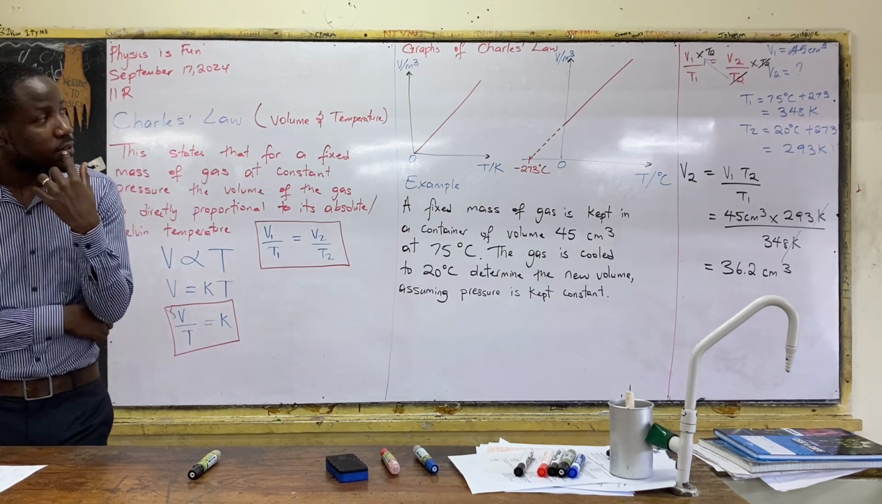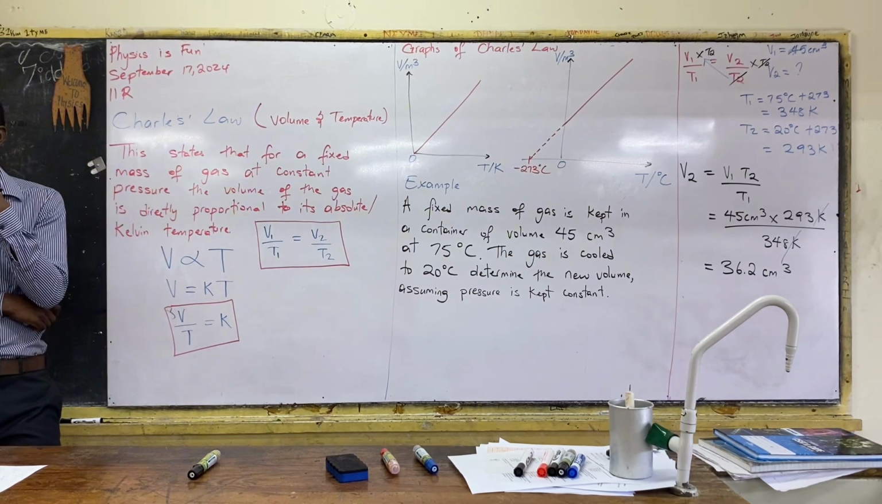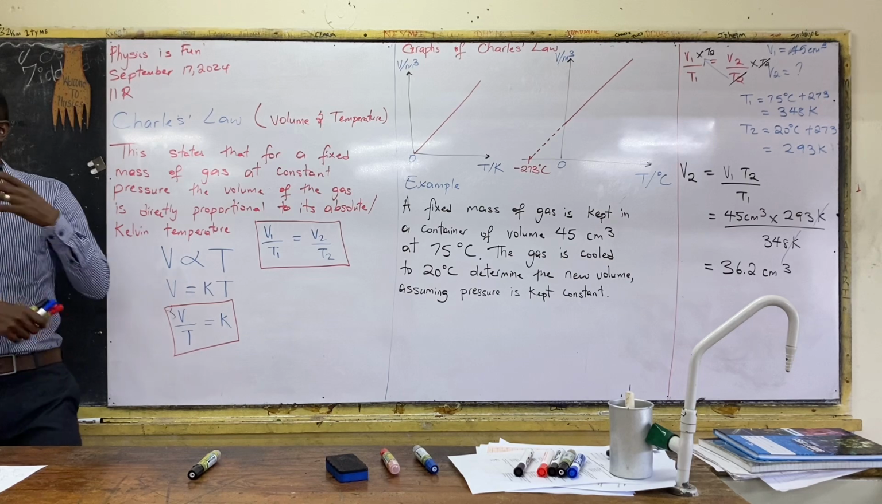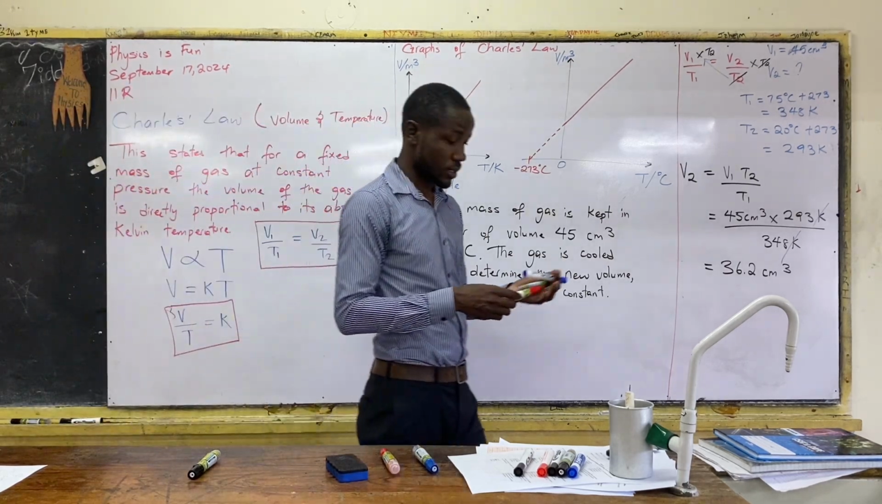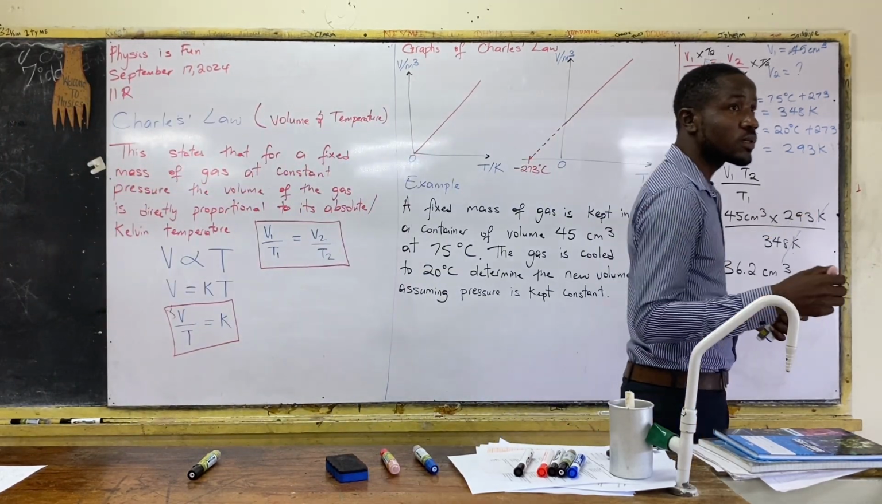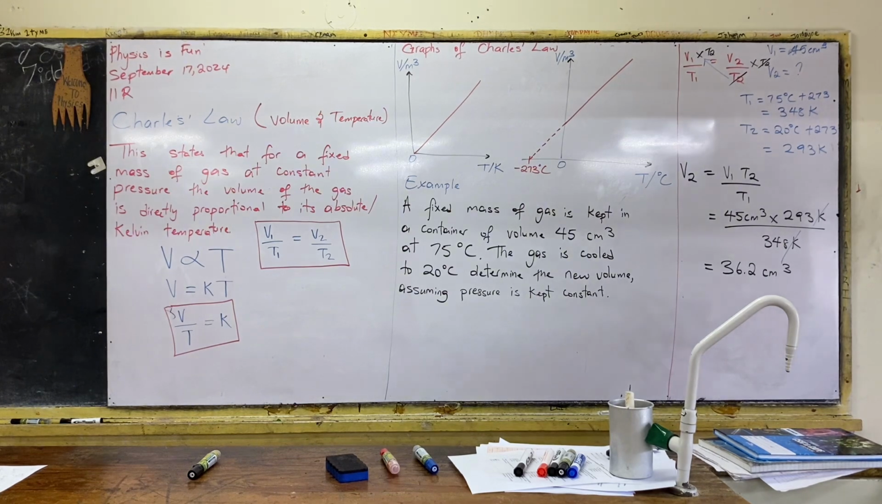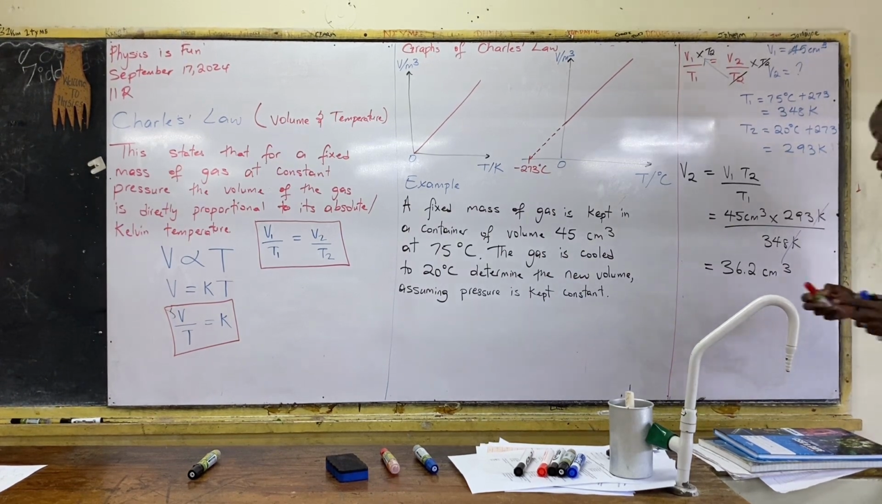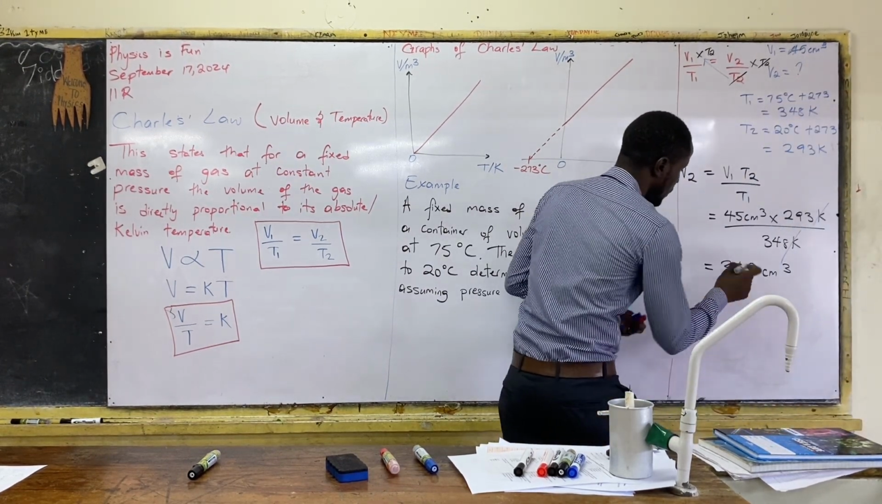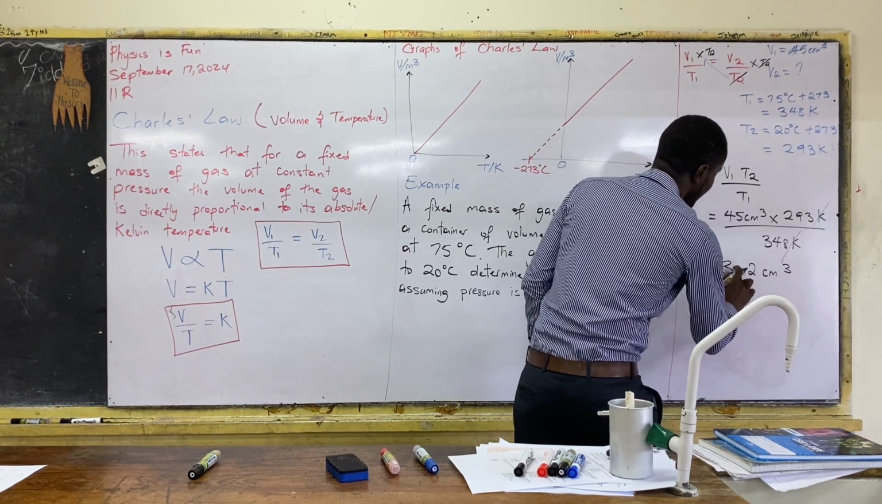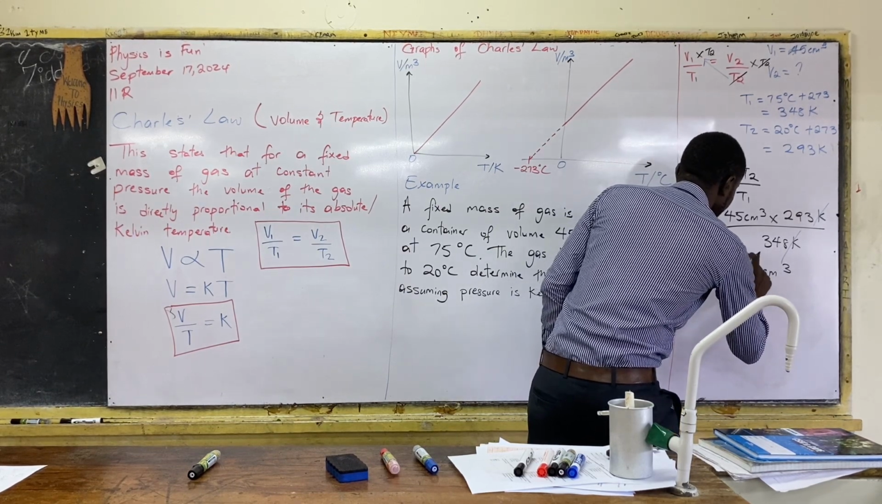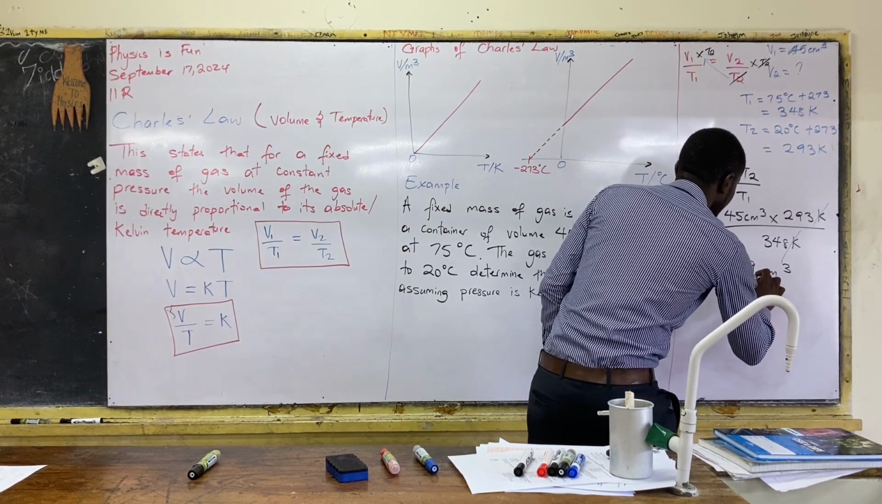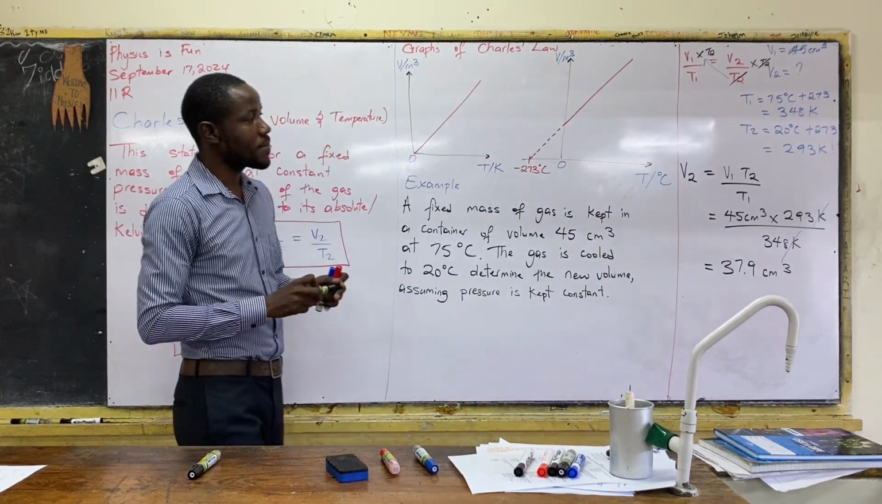Yes, 348. 37.887. 37.8. Okay. Are you the person getting 37? All right. So 37 point how much? 89. So that's like 37.9. So 37.9 cm cube. All right.